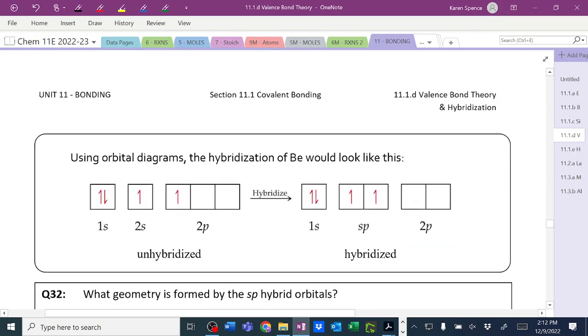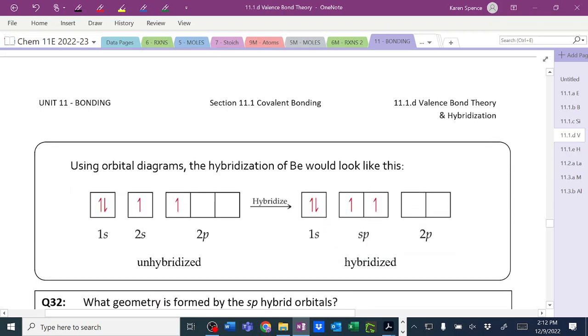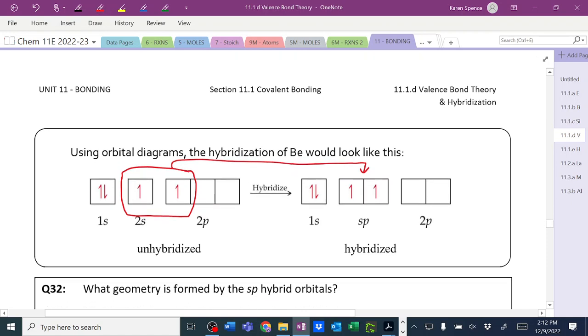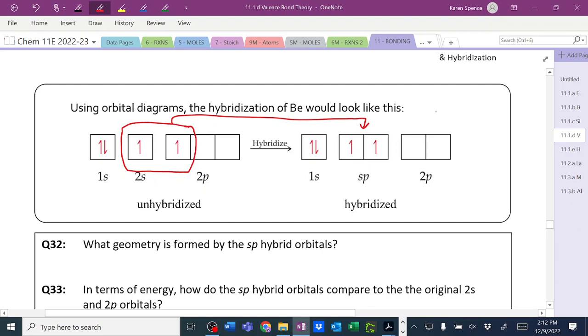So, using our orbital diagrams, we would hybridize it like this. We would take these two, a 2s and a 2p, and we would hybridize them into an sp hybrid. These two 2p's have been left alone. These are still p orbitals.